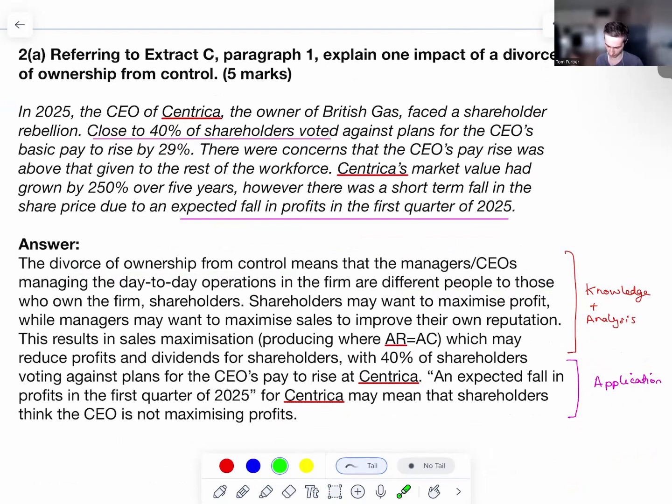Let's get some application in there. 40% of shareholders voting against plans for the CEO's pay to rise at Centrica, and also that expected fall in profits in the first quarter of 2025, and that may mean shareholders think the CEO is not maximizing profits. So we're linking the quotes back to our answer. Again, you can do this in any order, application, knowledge, analysis, mix them up, as long as you have those 2 relevant quotes from the extract for this 5-mark question, you should be good.